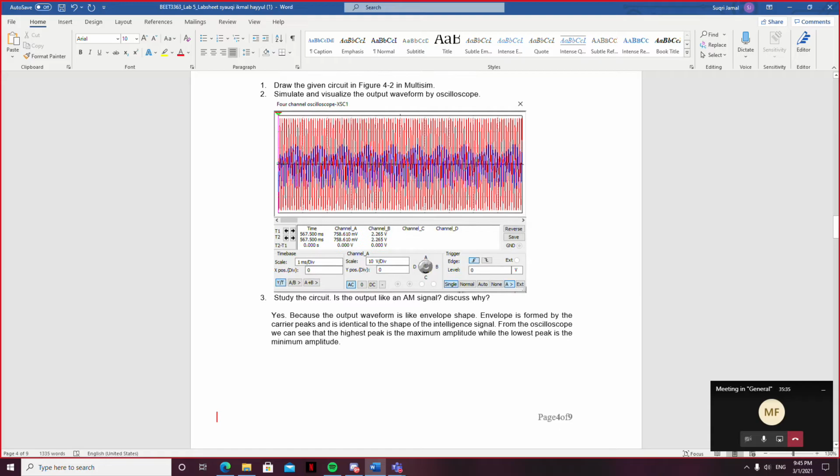We can say that the output waveform is like an AM signal. It is because the output waveform has an envelope shape. The envelope is formed by the carrier peaks and is identical to the shape of the intelligent signal.